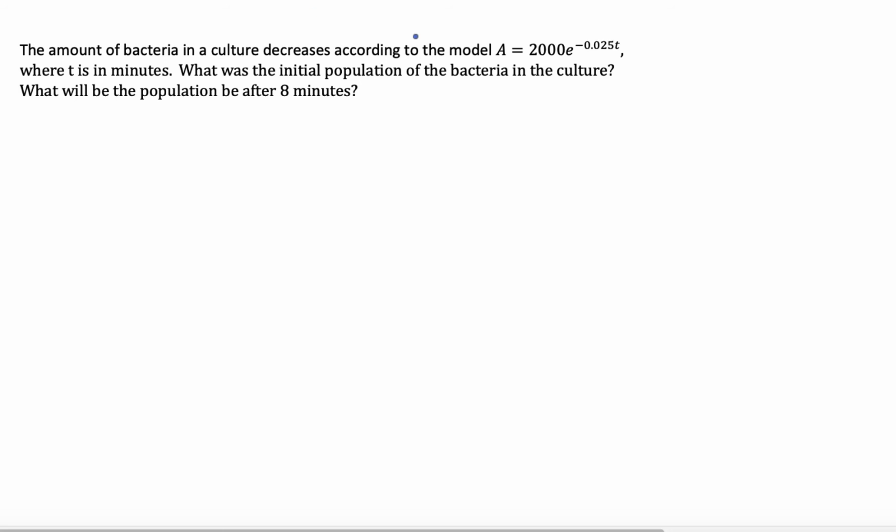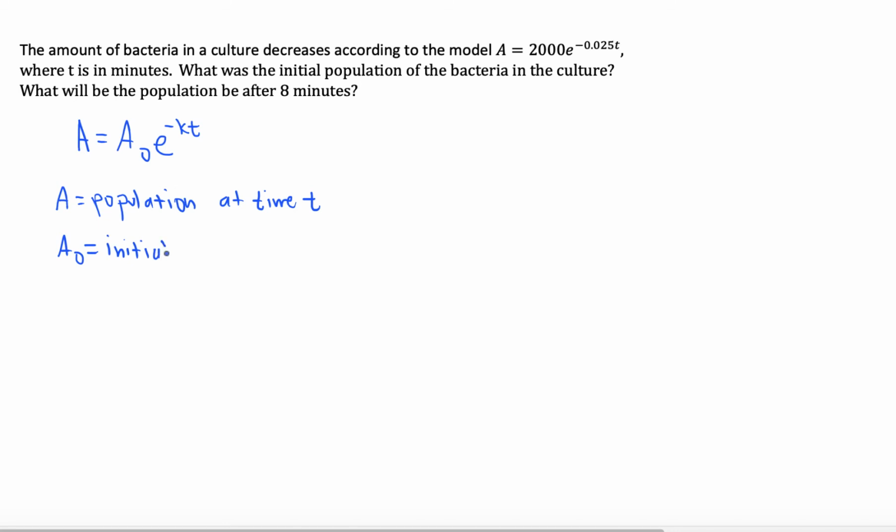Okay. Well, if you take a look at the model here, remember, this follows the model A equals A naught e to the negative kt power. So what do these variables represent? A is the population at time t, whatever t is. So t is a unit of time. A naught is the initial population.